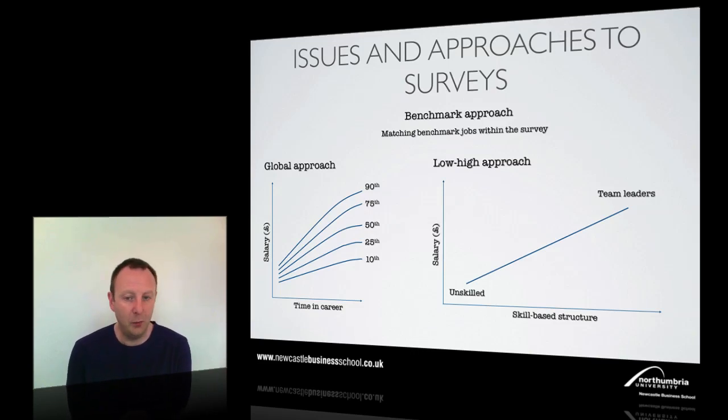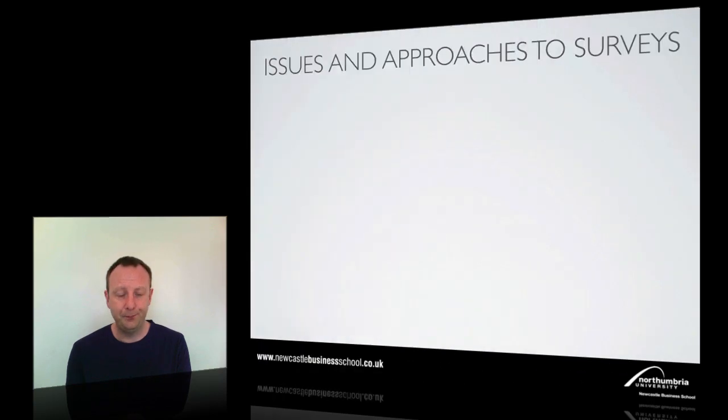Like I say, it's pretty crude, but until surveys start to appear with the level of detail of skill in them, as opposed to the job description-based approach that we see currently, then there's precious little alternative to that kind of low-high approach.